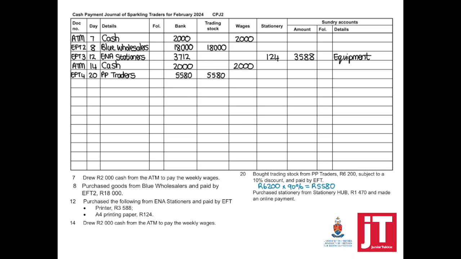On the same day, purchased stationery from Stationery Hub, 1,470, and made an online payment. So when I'm making an online payment, my source document is bank statement. Who did we purchase from? Stationery Hub. How much? 1,470. For what reason? For stationery. There should always be 2 entries because we're following a double entry principle.